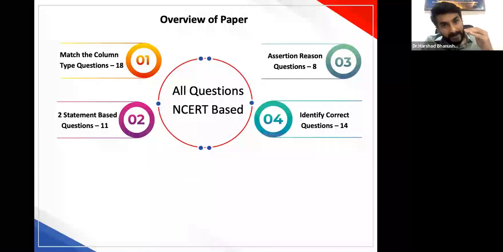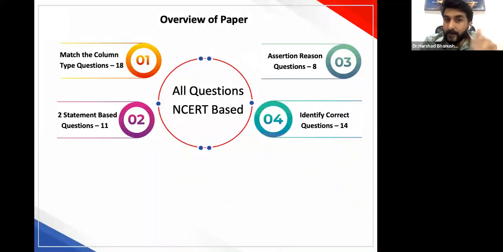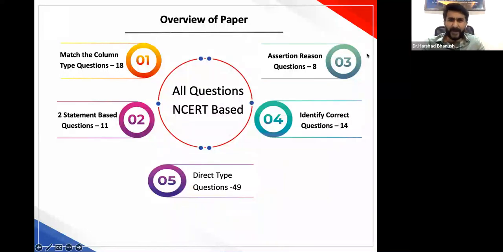The next type of questions which were asked were the identifying correct statements. They gave you multiple statements and they asked how many are correct out of these, or how many are incorrect out of these. There were 14 such questions which were asked this year. The next, which is the largest number and has been the largest number every year, were direct questions, whereby you had direct facts asked, direct options asked. You had to select any one out of the 4. So there were 49 such questions.